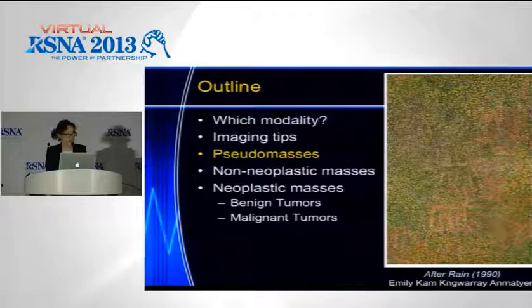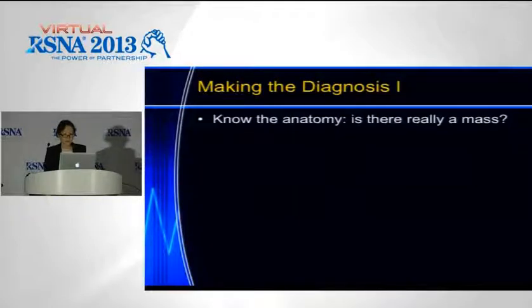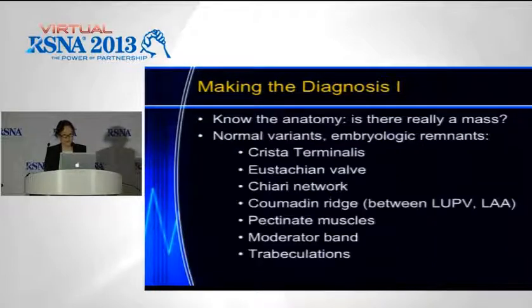So we've talked a little bit about technique. Let's move now to interpretation. So we really have to know our cardiac anatomy to determine if we're dealing with a mass. There are a number of normal variants and embryologic remnants that can masquerade as a mass, particularly on echocardiography. And we'll just take a look at some of these.